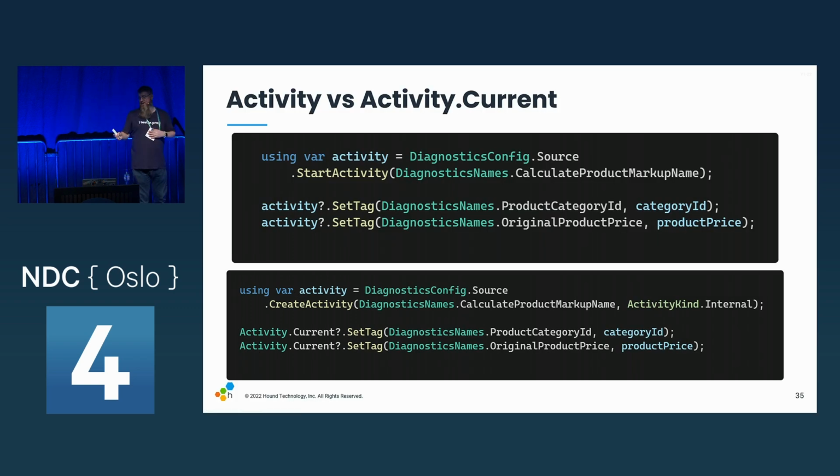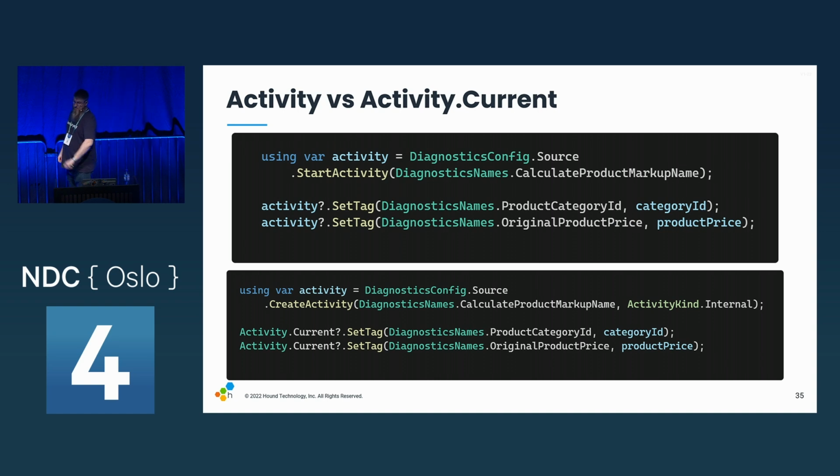There are two different methods that we can use on activity to create one. Now, if we use start activity, it first creates an activity, and then it takes that activity and makes it the current activity that is running right now, which means that everything else that happens is a descendant from that activity. If I use create activity, all it does is create it.